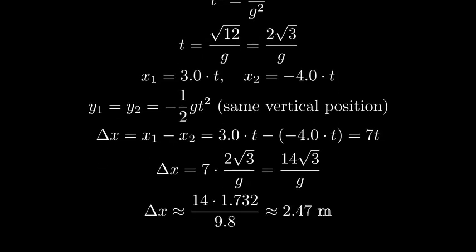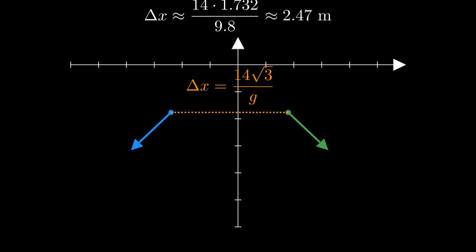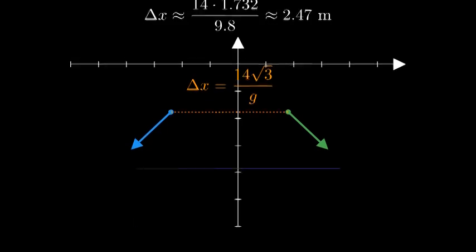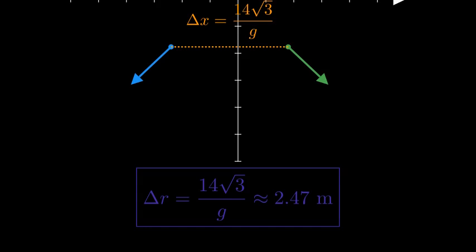Numerically, with g equals 9.8 meters per second squared, the distance is approximately 2.47 meters. Let's visualize the final situation, where the particles have moved apart and their velocity vectors are perpendicular. The horizontal distance between them is 14 root 3 over g, which is approximately 2.47 meters, when g equals 9.8 meters per second squared. So our final answer is the distance between the particles when their velocity vectors become perpendicular is 14 root 3 divided by g, which is approximately 2.47 meters.